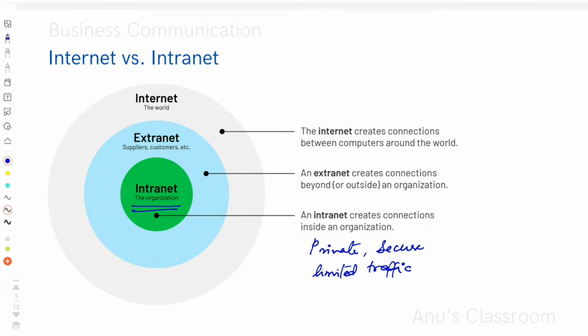Then comes an extranet. That is kind of beyond or outside the organization. It could be with your customers or suppliers. One example: if you are in a decently big organization, you will have internal applications to log your time spent, the hours, or to apply for leaves, or to get communications internally. There would be platforms like that.